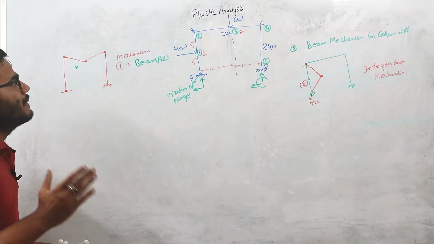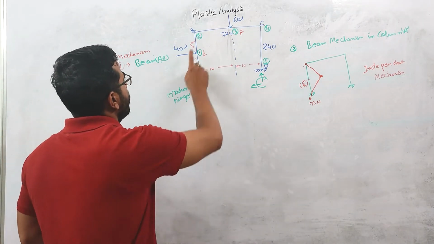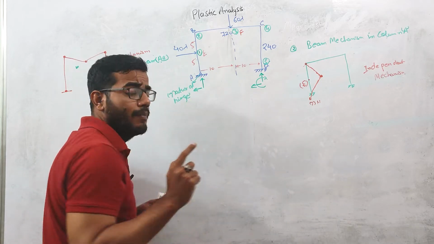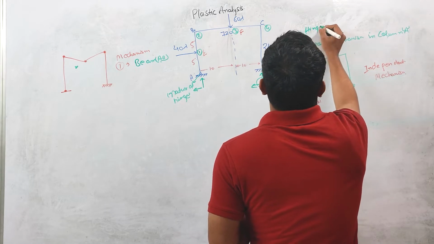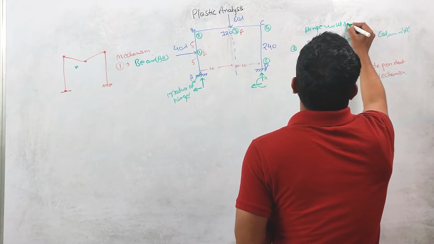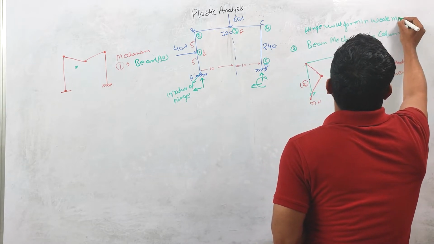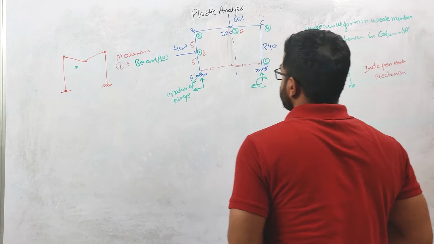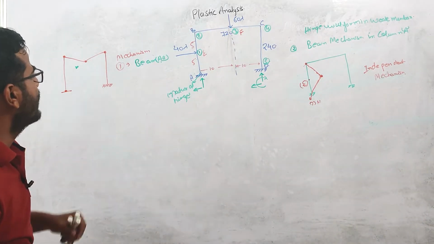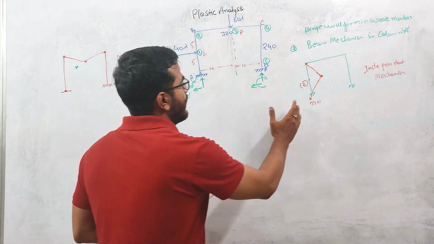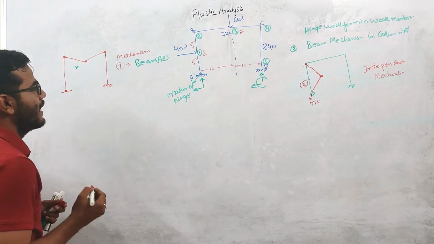Okay, and also remember that the hinge will form, I am showing that the hinge is formed at this joint, but it will form in this column. Okay, the hinge will form in the weak member. Remember that the hinge will form in the weak member. Okay, so this is one independent mechanism, and this is the other independent mechanism. One more independent mechanism is there, which is the sway mechanism.